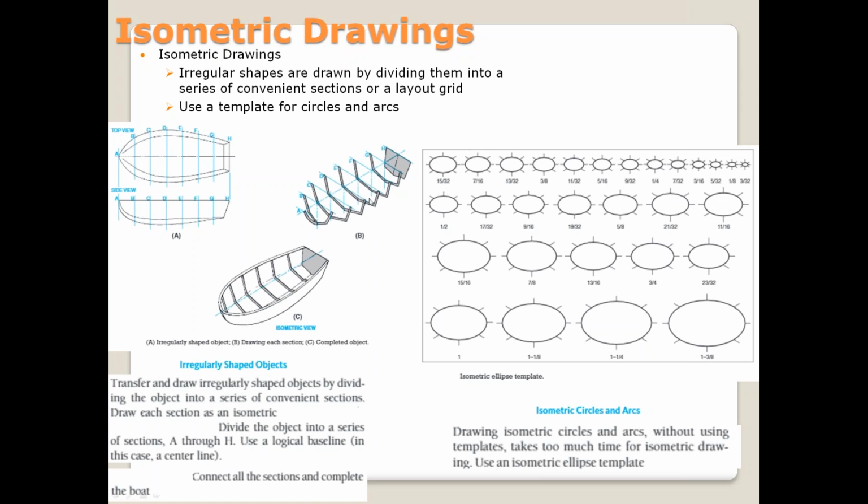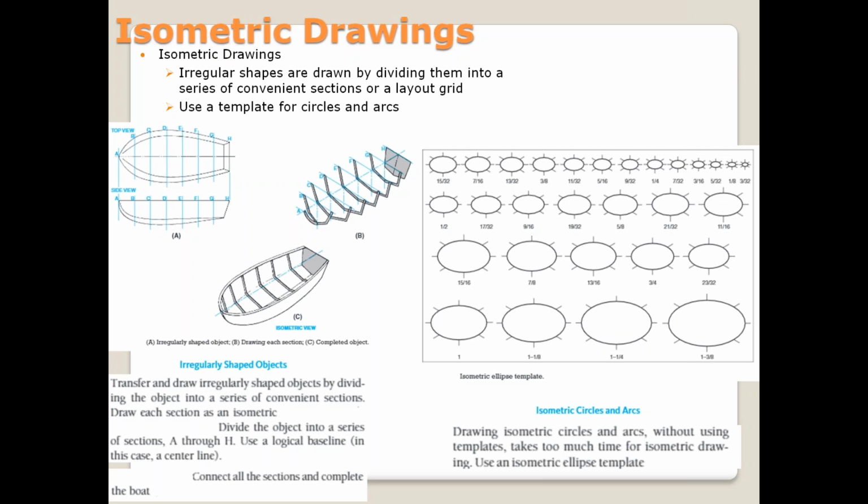Do the same thing to establish this point, and then you just connect them to finish up your isometric view. This is just a good example. I don't think you're going to have to do it, it's just to show you how we can transfer the multi-view drawing into an isometric drawing. Transfer and draw an irregularly shaped object by dividing the object into a series of convenient sections. Draw each section as an isometric.